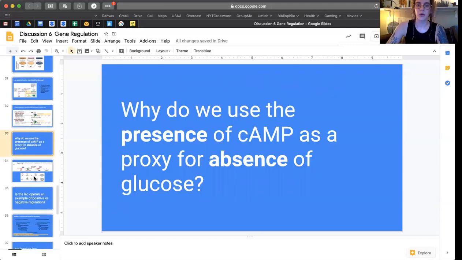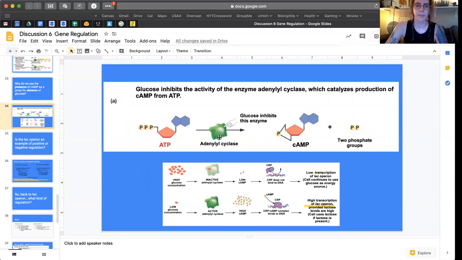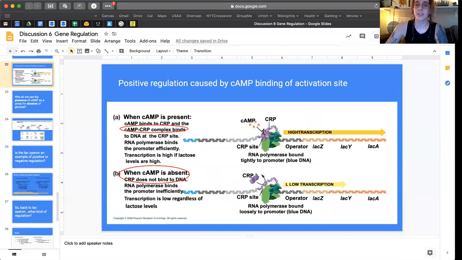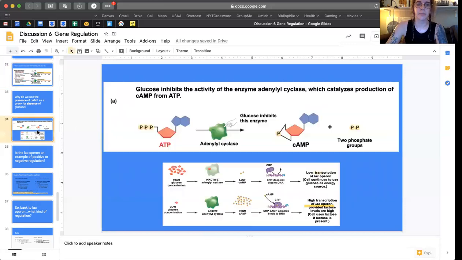So now, why is the presence of CAMP a proxy for absence of glucose? We can look here at what reaction is happening. In this reaction, we have this ATP molecule that, when there's low levels of glucose, when there's no glucose around, an enzyme called adenylyl cyclase is going to break down into CAMP and 2 phosphate groups. And we remember CAMP was required for that activation site to be bound and for that upregulation to occur. So when we have low levels of glucose, this will be produced and this will be upregulated.